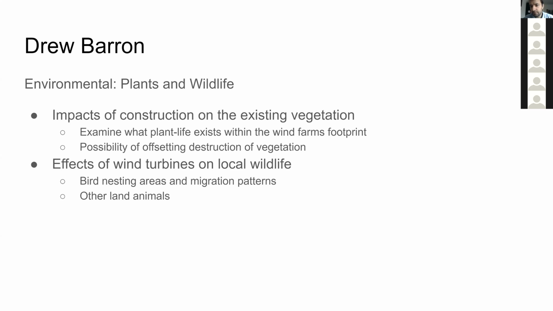And then also looking at the effects of the wind turbines on local wildlife. And obviously with wind turbines, usually the focus is on birds. This is especially important since a little to the north is a large bird nesting area of some protected birds. And then also looking at the migration patterns of the bird species in the Northeast that would potentially be flying through the wind farm. And then also just examining some of the other land animals that are found in this area and how they could be affected by the construction of a wind farm.